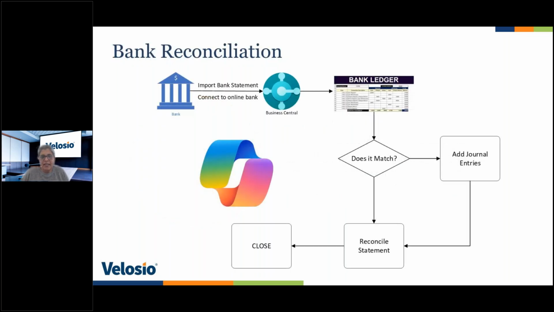All right, bank recs. Let's start with the basics. Bank reconciliation is basically the process of matching transactions from your bank statement with your ledger entries. Now, I know many of you are doing this manually. It's okay, no judgment. But hopefully, we can show you how Copilot can help you with this. So usually you have a bank, and Business Central can connect to a bank online. You have the bank ledger. If it matches, you reconcile your statement. If it doesn't, you add some journal entries and then you close your books. That's kind of the basic process, which I'm sure most of you are aware of.